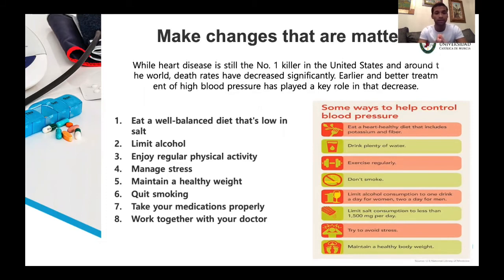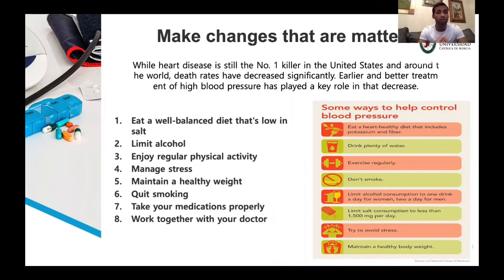Let's look at these points over here. These are the main points which will help us not to get high blood pressure. Some ways are to eat a well-balanced diet that is low in salt. We should not take more than, I think, 1500 mg of salt per day.